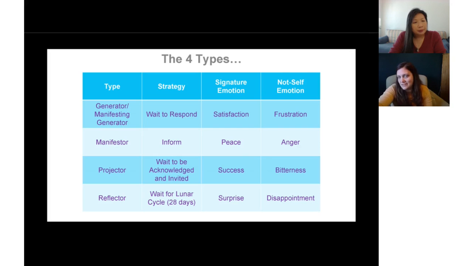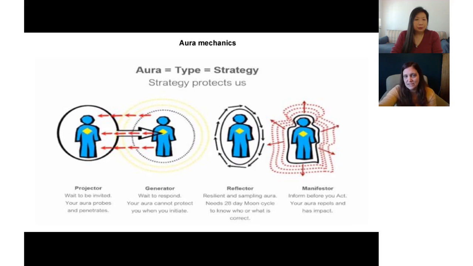All right, so there are four types. I won't go through all these because I want to just keep talking about you. They each have their own strategy, their own signature emotion, their own not-self emotion. So if you're watching this replay, you may want to pause so you can read about yours. And then the other thing we touched on a little bit, and I won't go too deep into this, is the aura mechanics, so how things operate on the energetic level.